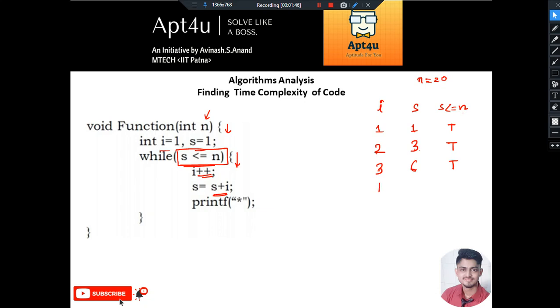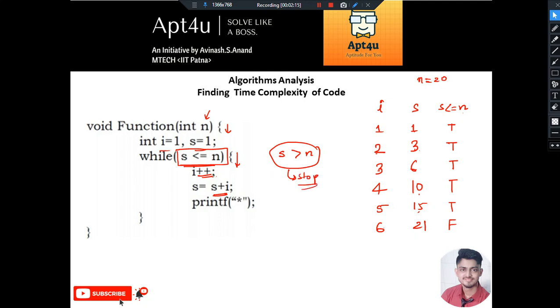Again enter. i becomes 4 because of i plus plus. s becomes 10. This is again true because 10 is less than 20. Again we increment i because we entered the loop. s becomes 15. This is also true because 15 is less than 20. Again we enter the loop, again we do i plus plus, again s plus i. Now 21 less than or equal to 20, it is false. We will stop here. So what is the stopping criteria? The stopping criteria says that when s becomes greater than n, you have to stop.